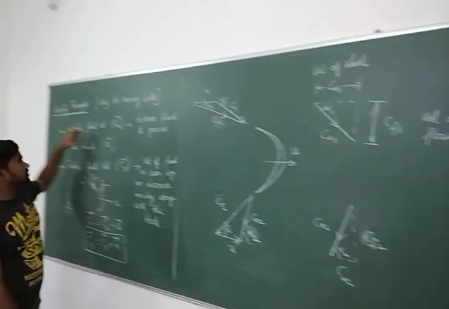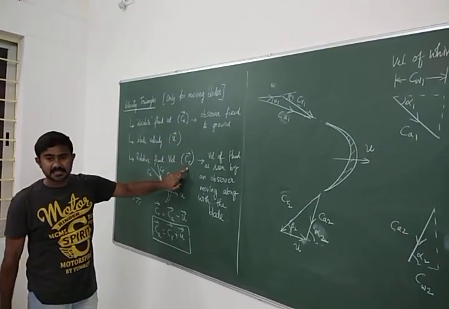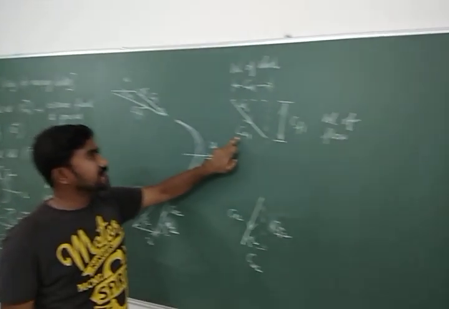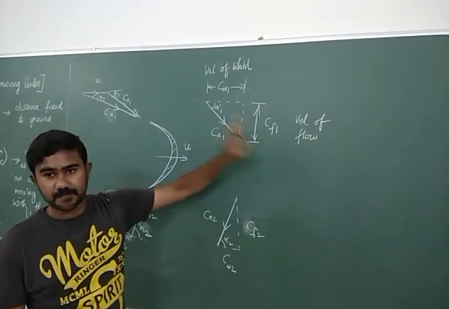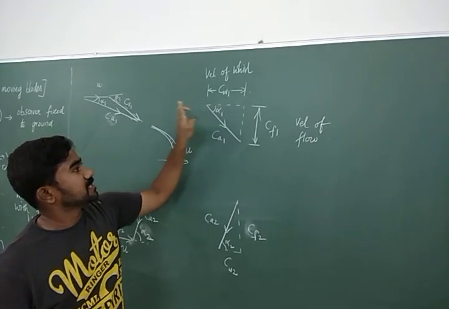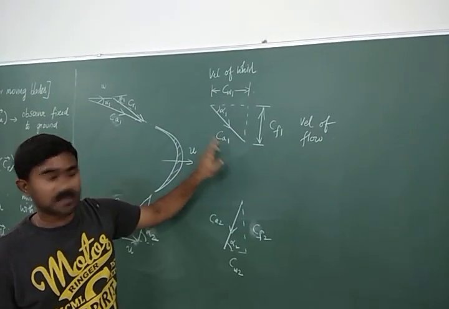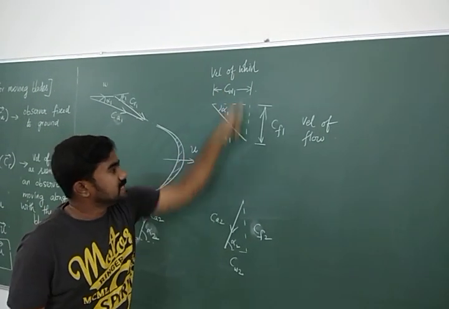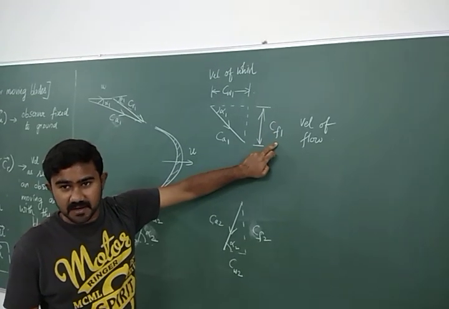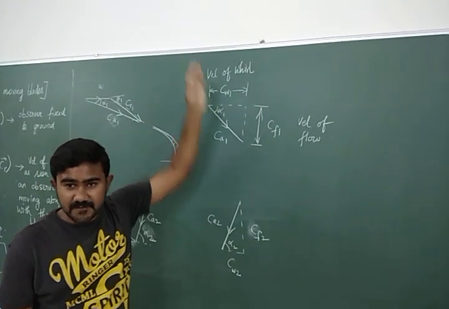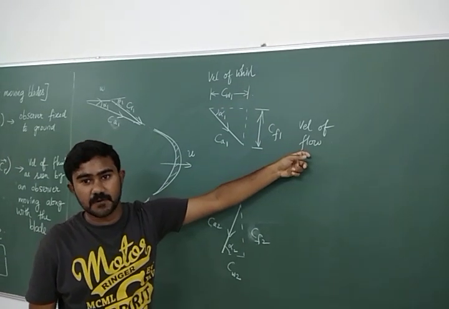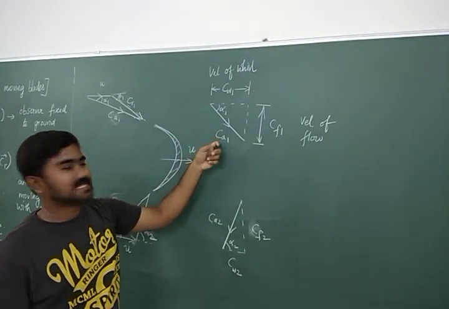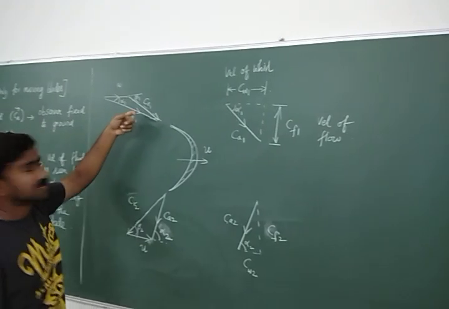Now, CA1 is the vector. There are only three vectors: CA, U and CR. The components of CA, we are going to give a special name to: CW and CF. Are you with me? CW is the horizontal component of CA, or the component along the whirl direction. CF is the vertical component of CA, or the component along the flow direction. That's why this is called the velocity of whirl and this is called the velocity of flow. We always resolve CA, we don't resolve CR.